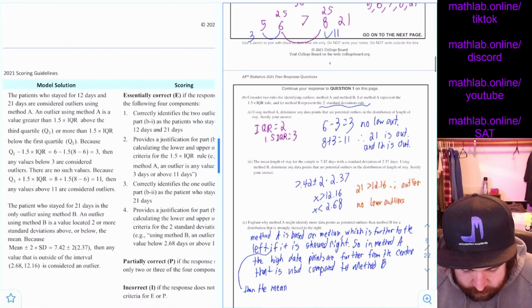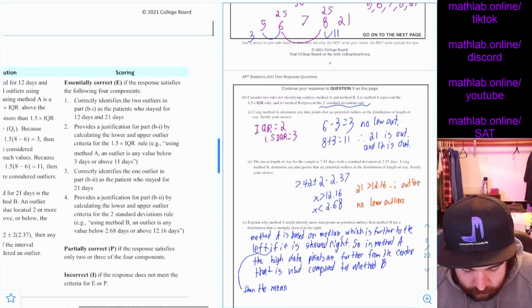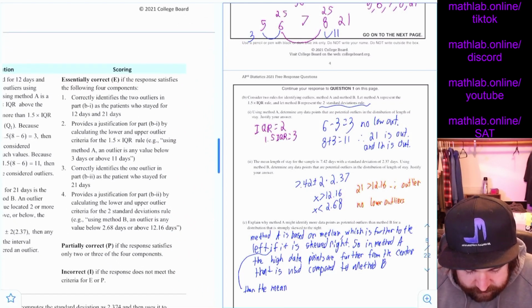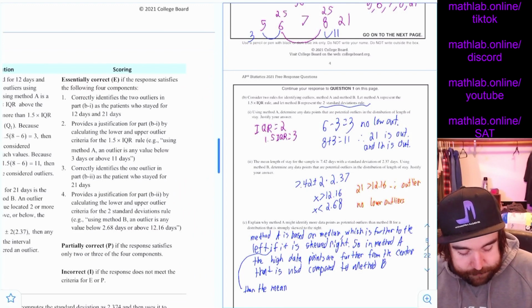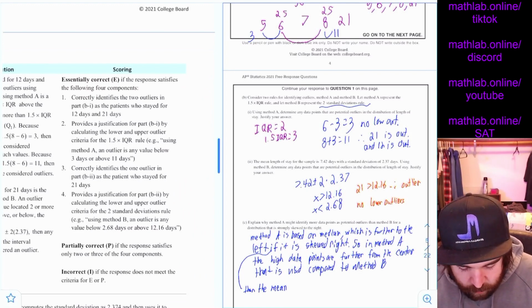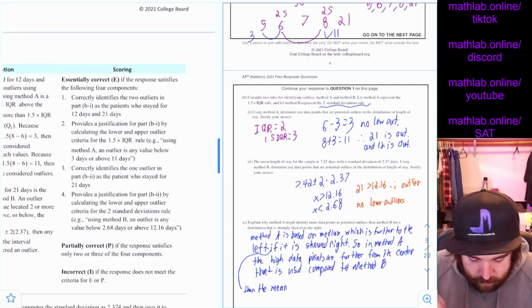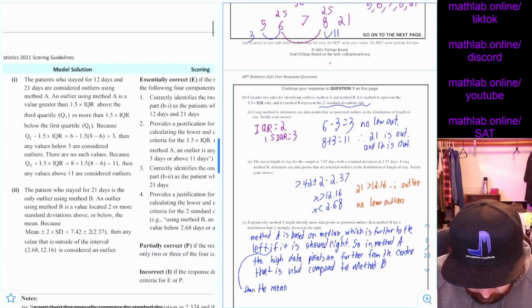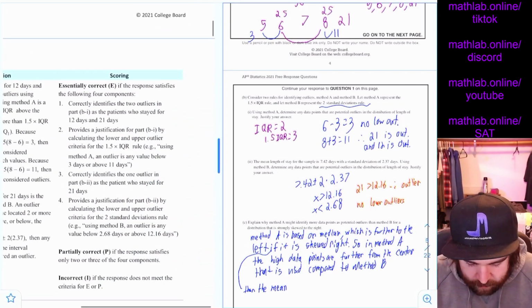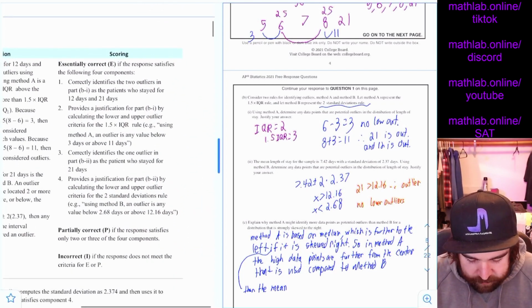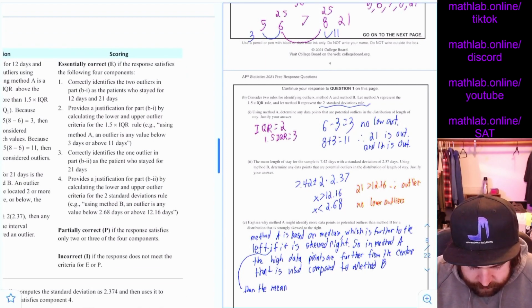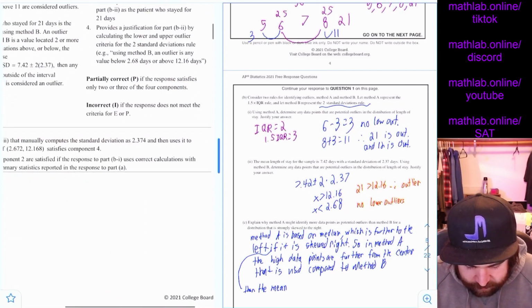All right, good. So here, correctly identifies the 2 outliers in Part B as the patients who stayed 12 days and 21 days. Provides a justification by calculating the lower and upper outlier criteria using method A. It's 3 and 11. Correctly identifies the 1 outlier in Part B as the patient who stayed 21 days, and provides justification by doing that. Yeah, I definitely did all of that.